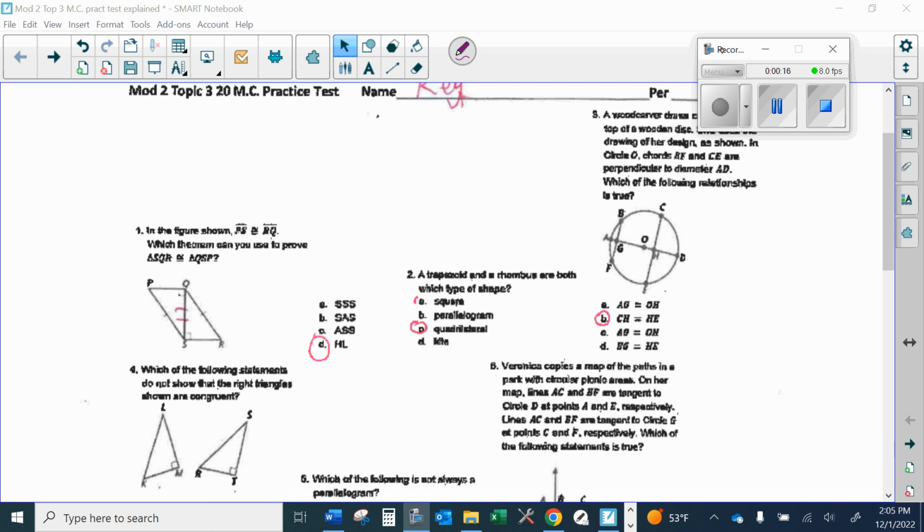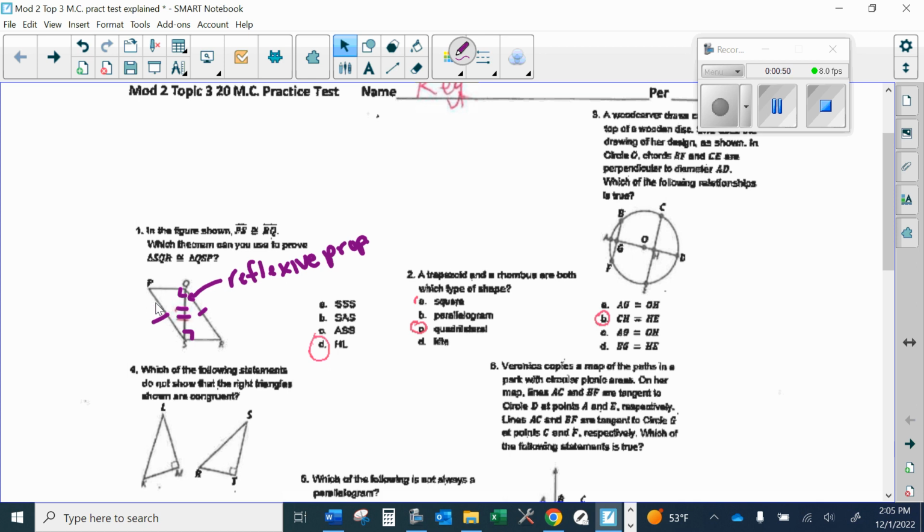PS is congruent to RQ. Which theorem can you use to prove the triangle SQR is congruent to QSP? Well, I know I can get this one, QS congruent to SQ, by reflexive property. Remember, that's one of our free ones, reflexive property. And then I have right angles here. And so I have HL theorem, hypotenuse and a leg, hypotenuse leg.